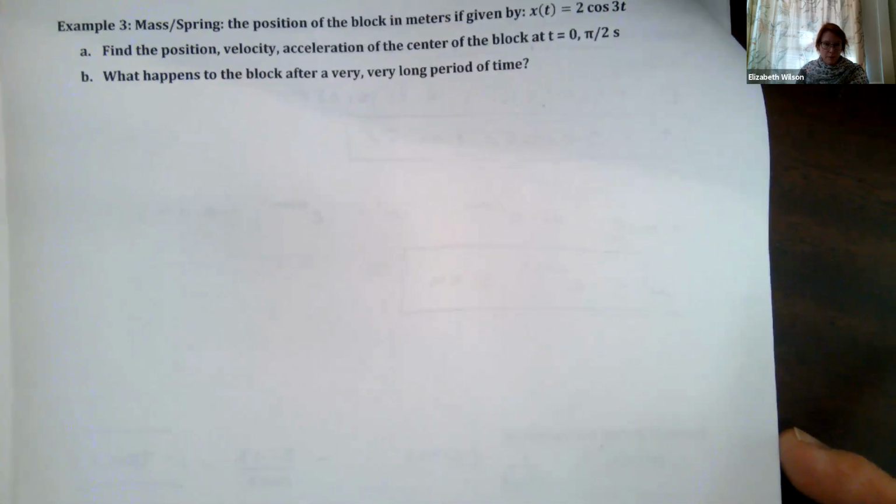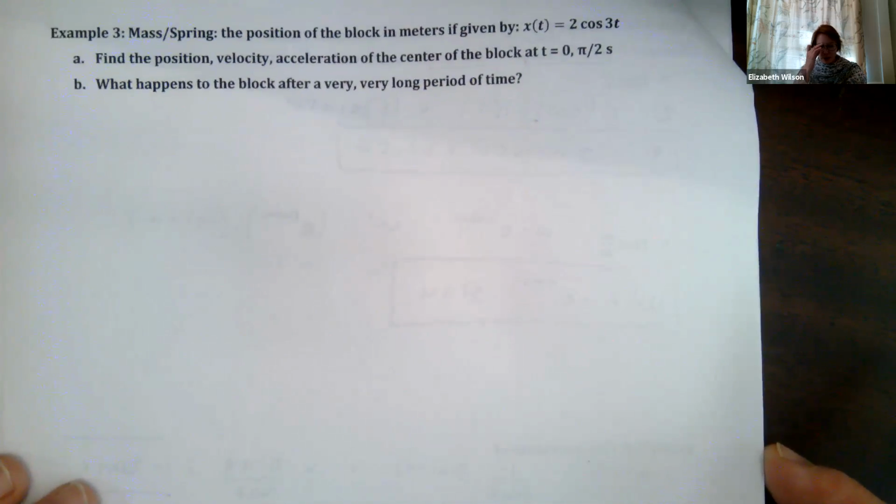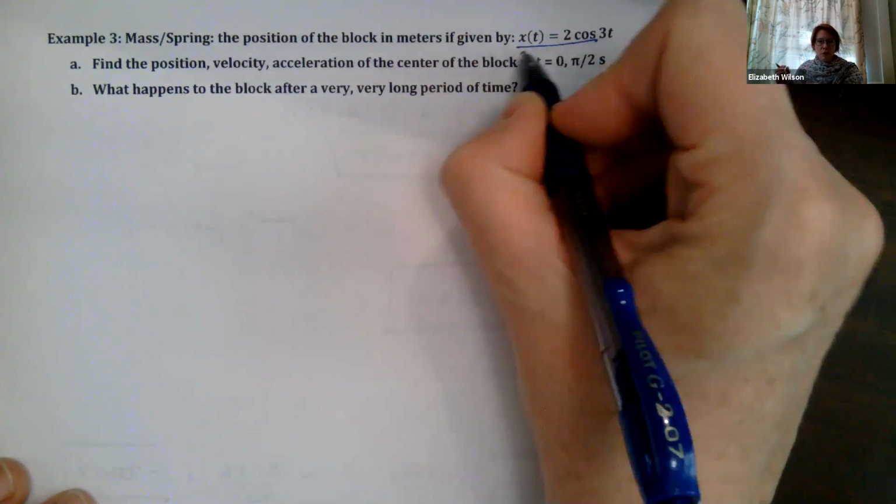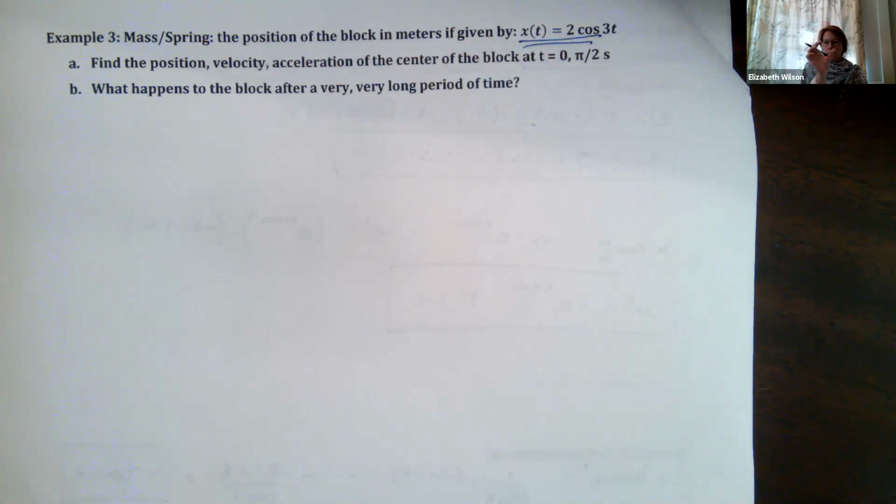So our last example is a mega example. It's going to take us a while to work through it, but it's a good problem because there are a lot of different pieces to it. We've got a mass and spring, and we're given an equation for the position of the block. We're going to draw pictures so you can visualize.